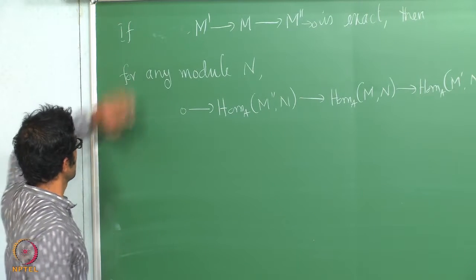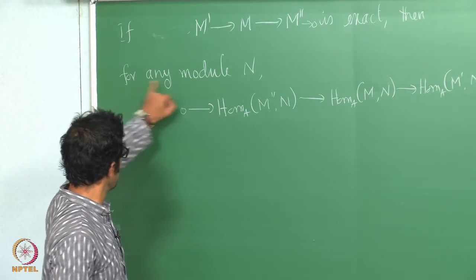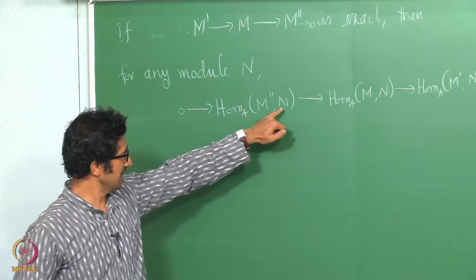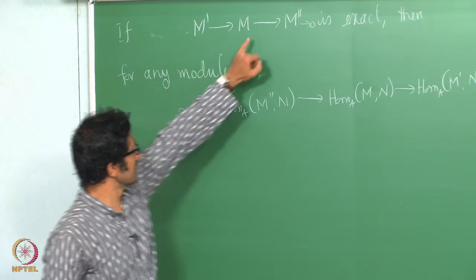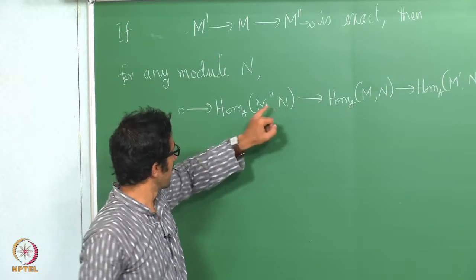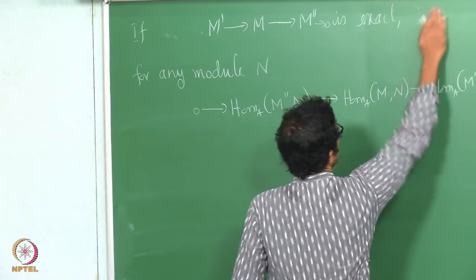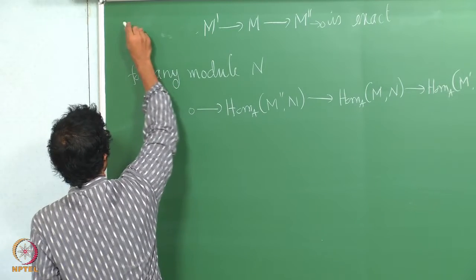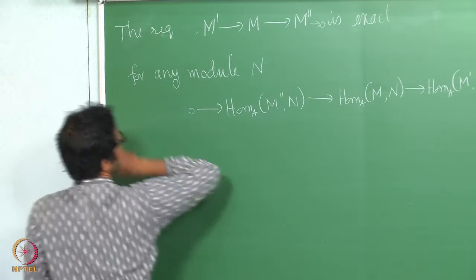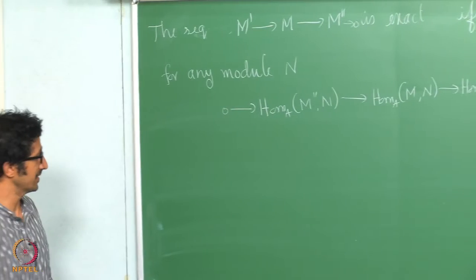So I just wanted to remark that the converse is also true: if this is exact for any module N, that will imply this is also exact. One can say that this is surjective and this is kernel equals image, one can take N appropriately, M, M prime and so on, and prove this. So I'll simply write the modified statement that the sequence is exact if and only if for any module N this is exact.